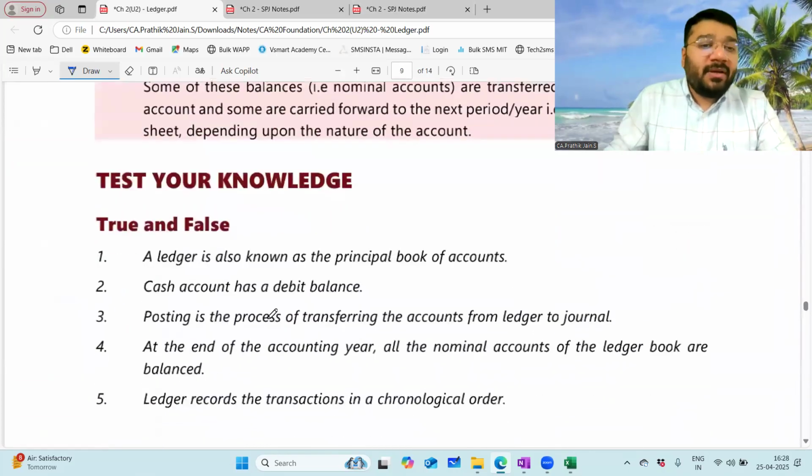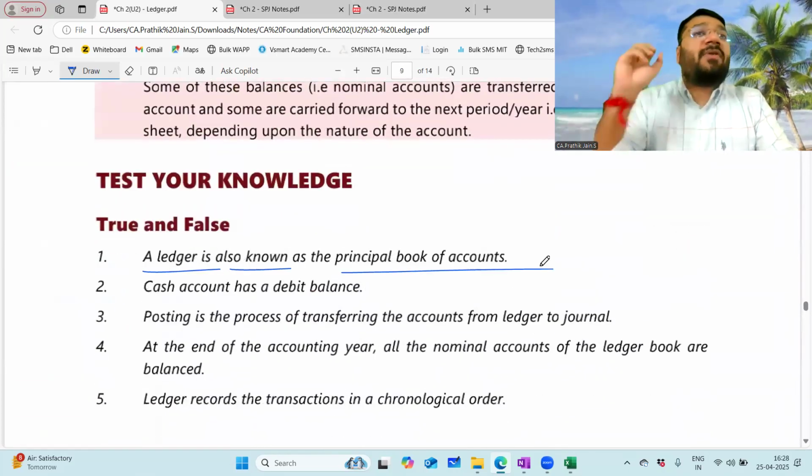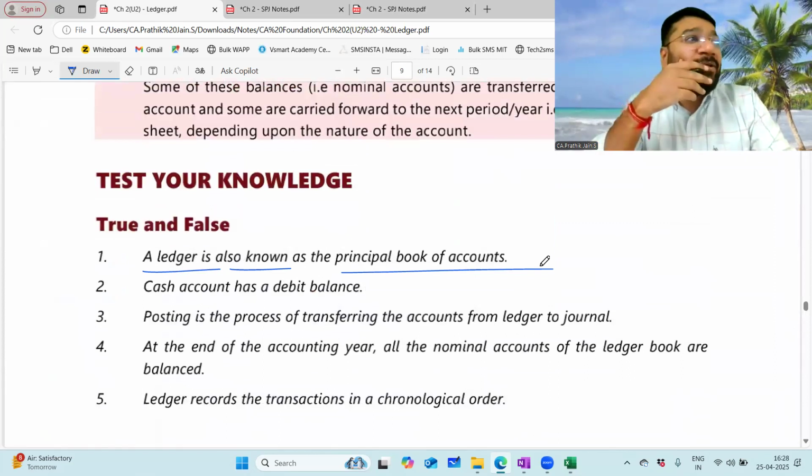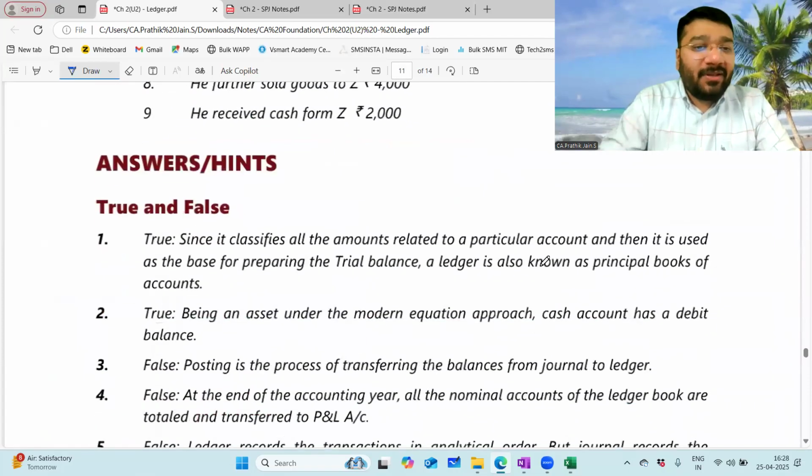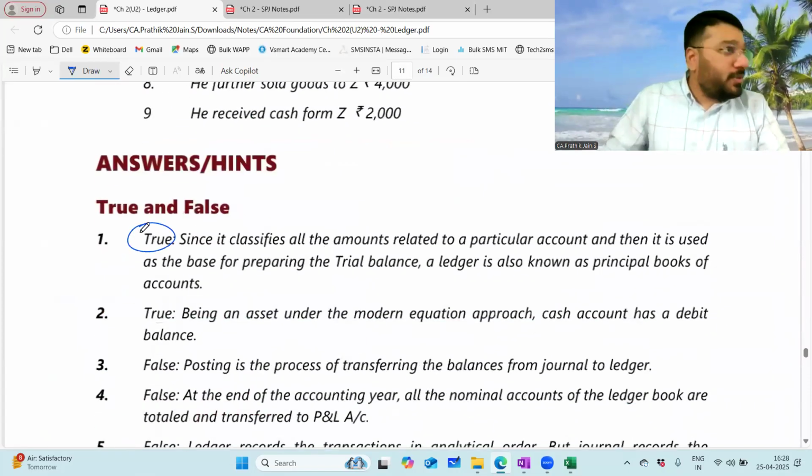First question. A ledger is also known as principal books of accounts. True or false? The answer is true. Look at the answer. True, 1 mark for this.